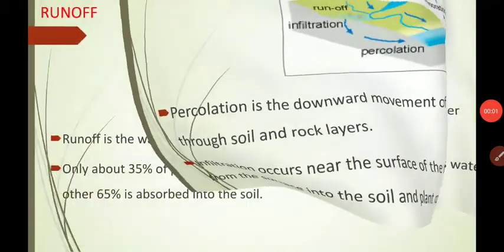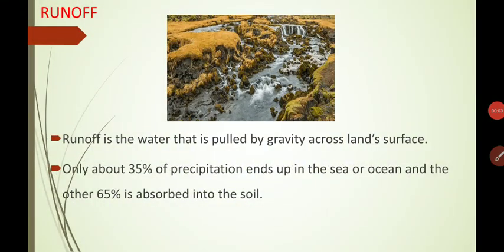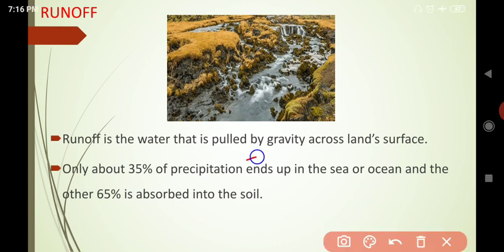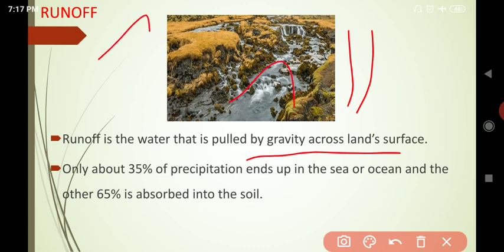Next we are going to see the topic, which is runoff. Runoff is the water that is pulled by gravity across the land surface. What does runoff mean? When there is rainfall, the excess water pulled by gravity across the land surface is called runoff. See the picture. This water pulled by gravity on the land surface is called runoff.